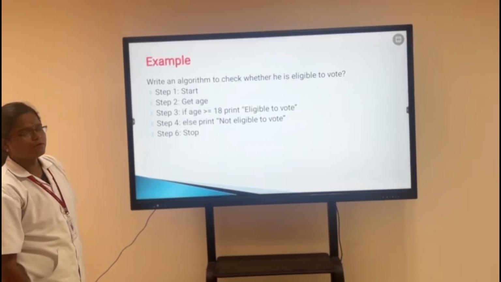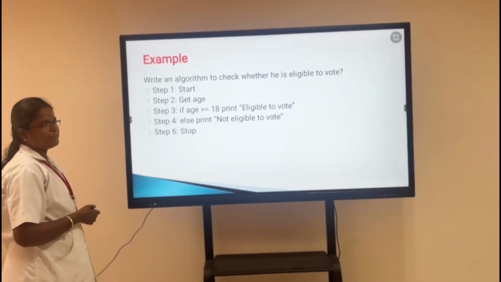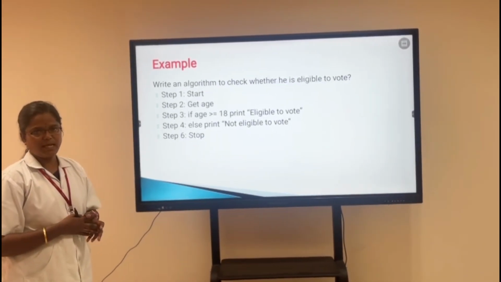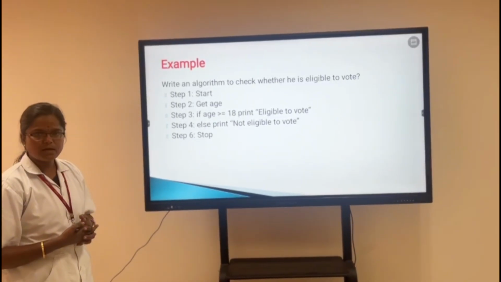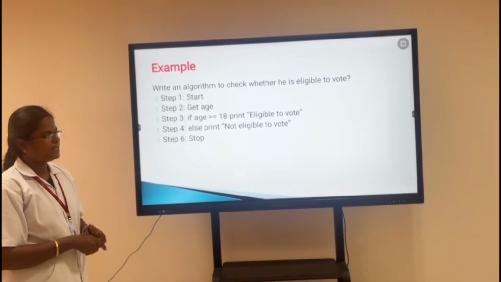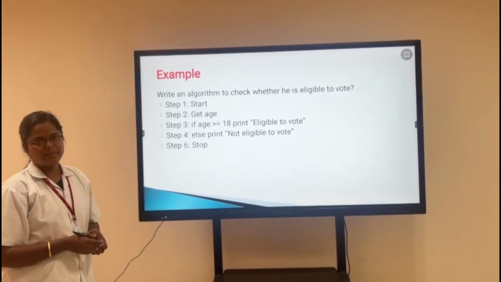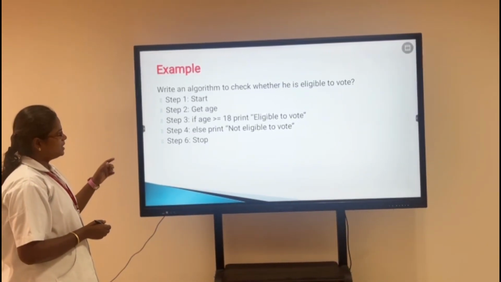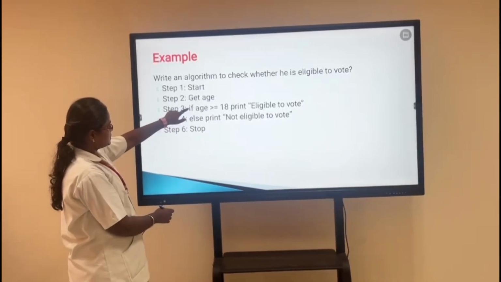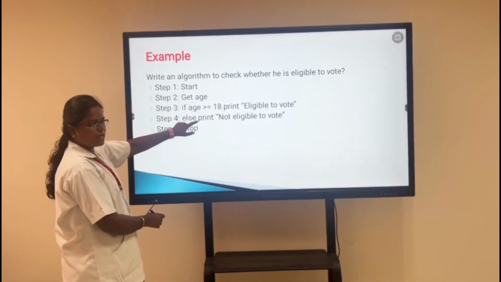So this is the example for selection control flow. Here we are checking whether the person is eligible to vote or not. For that, first we are getting the input as the age of the person, and we are checking if the person's age is greater than or equal to 18. If it is greater than or equal to 18, the statement is printed as the person is eligible to vote. Else the statement printed will be not eligible to vote. That is, if it is true, the else statement will be skipped, and if it is false, the first will be skipped and this statement will be executed.